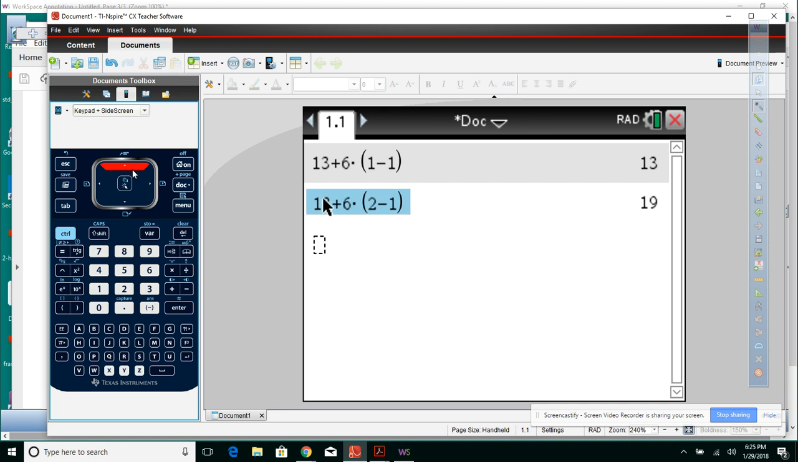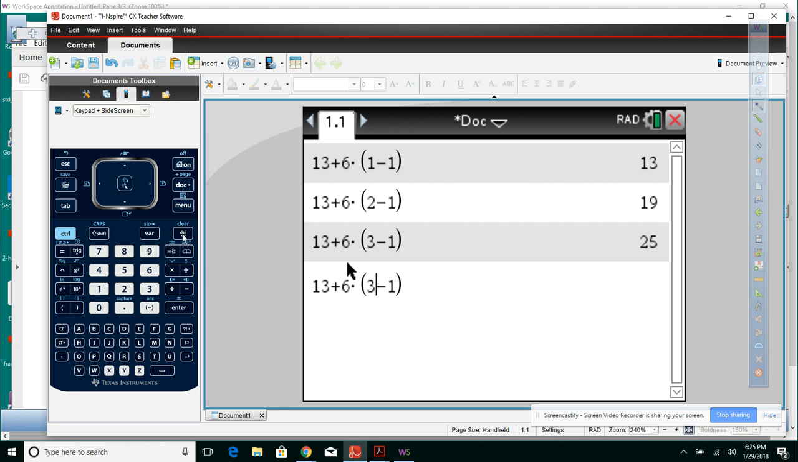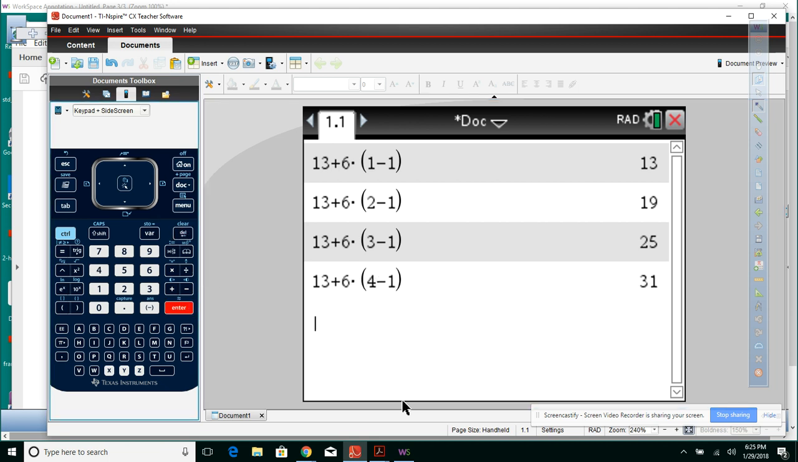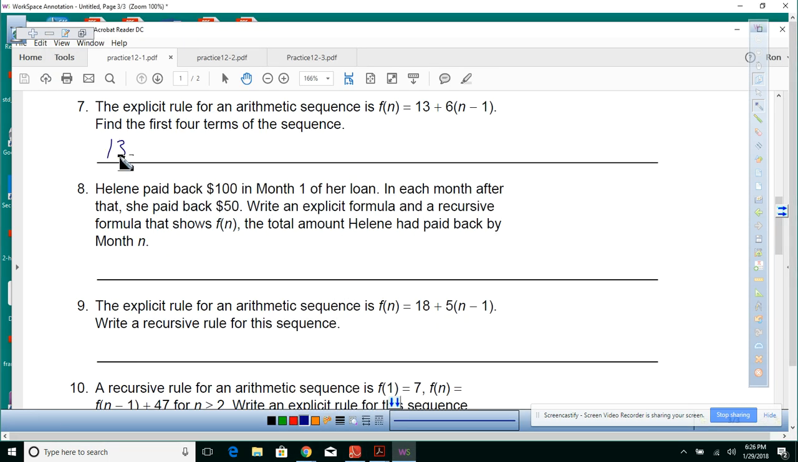Let's go up there and grab that. Change that 2 to a 3, and that gives us 25. And we need one more. We'll change that 3 to a 4, and that gives us 31. So our first 4 terms are 13, 19, 25, and 31.